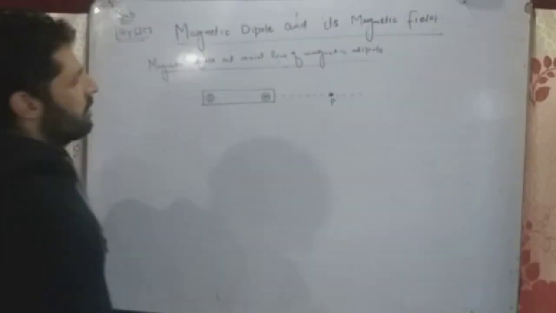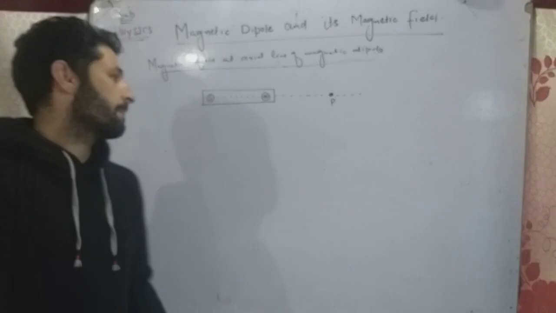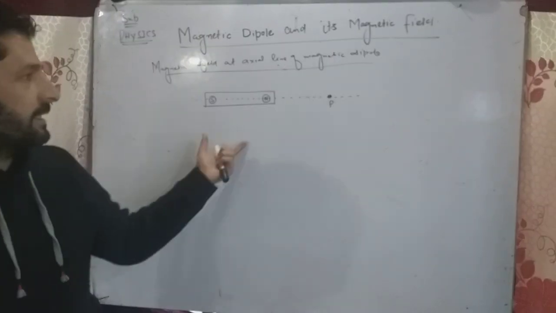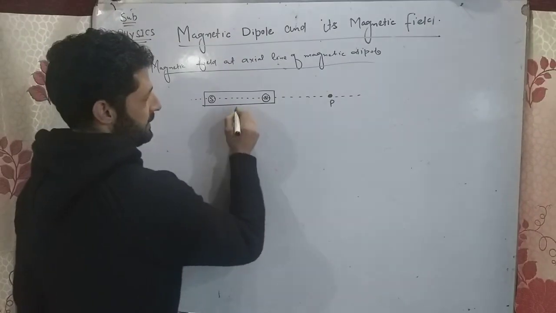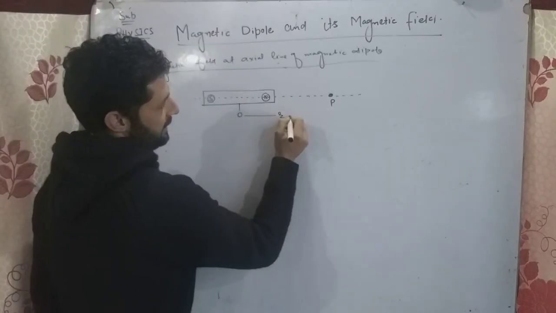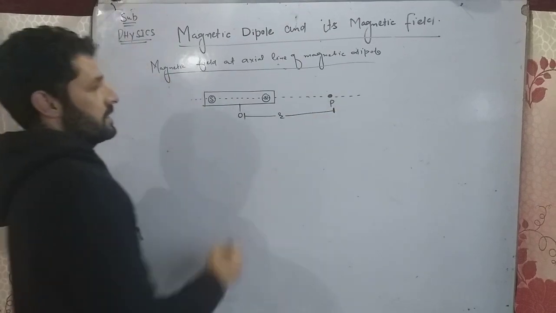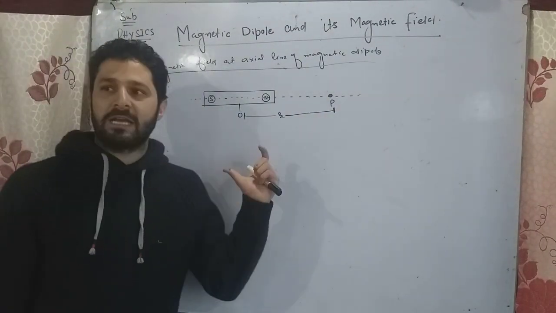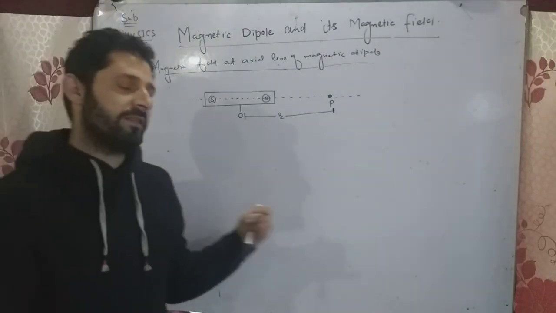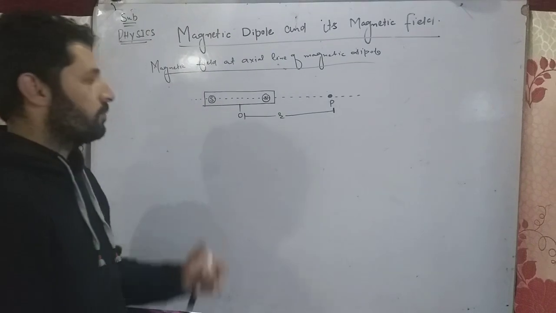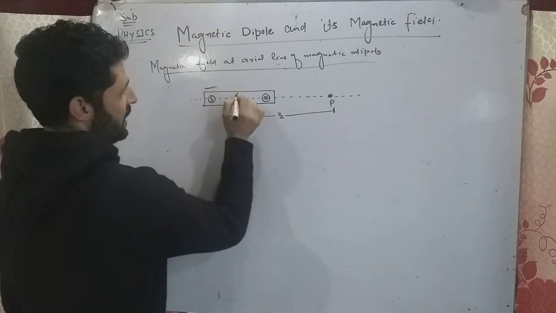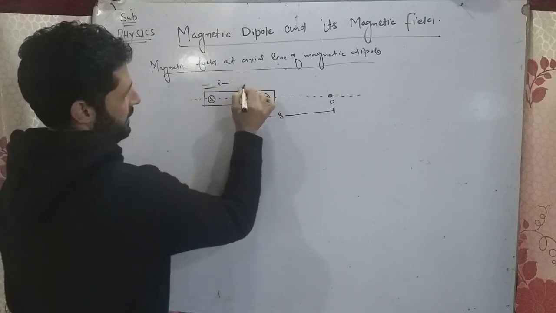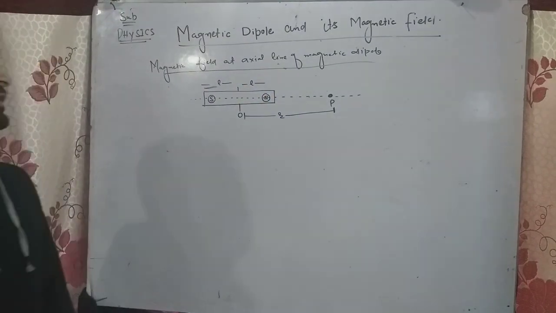Consider a bar magnet, and let P be a point on the axial line. We know the axial line is the line passing through the center of the two poles, and it's a horizontal line. So we take a point P at a distance r from the center O of the magnetic dipole, because everything we calculate, whether it is the electric potential of a dipole or the electric field of a dipole, we have to take from the center. This bar magnet is of length 2l, so from the center the distance is l on each side. So the total distance is 2l.